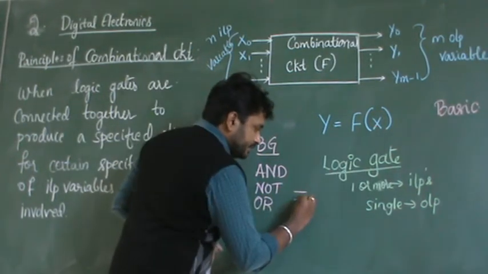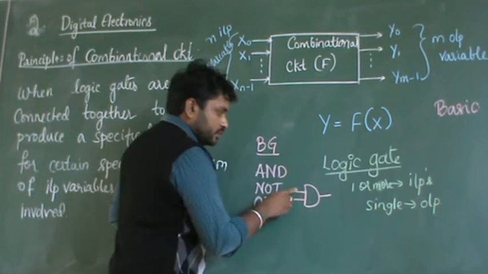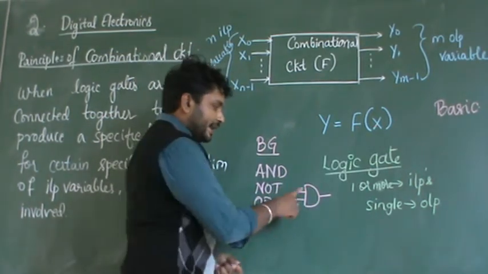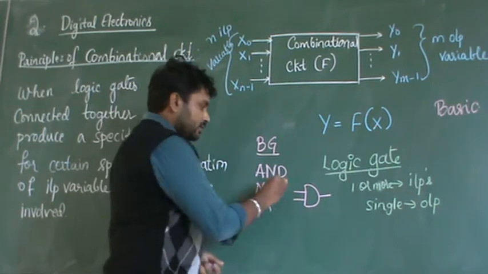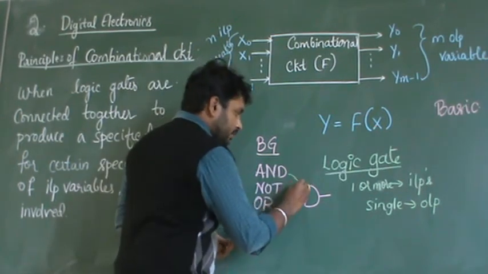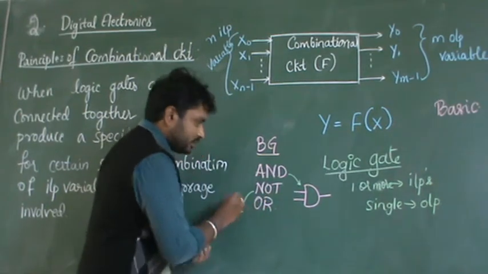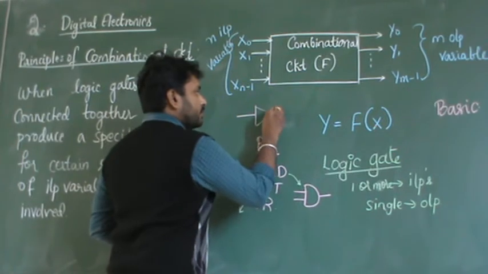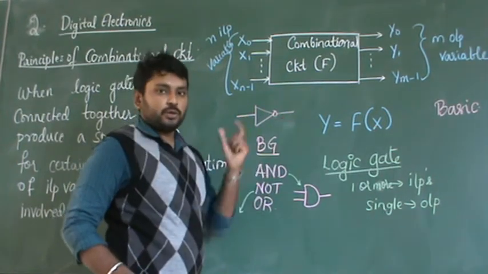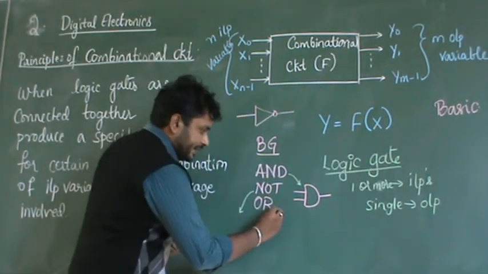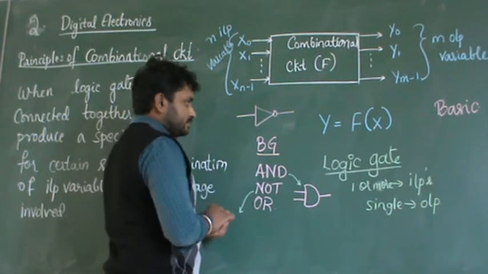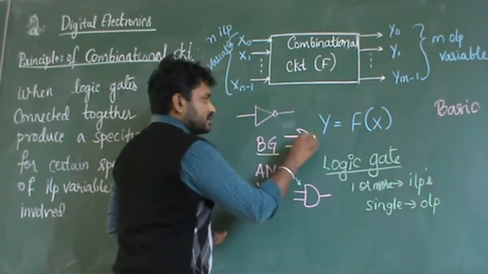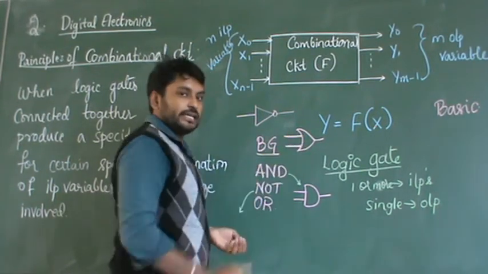The AND gate will look like this, with two inputs and a single output, like a capital D. Coming to the NOT gate, it will look like this, with a single input and a single output. And the OR gate looks like this, with two inputs and a single output.